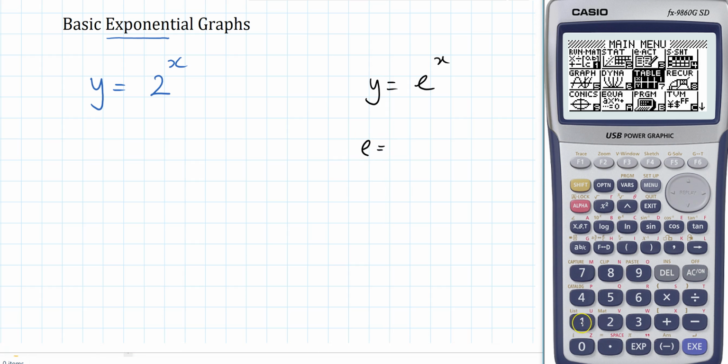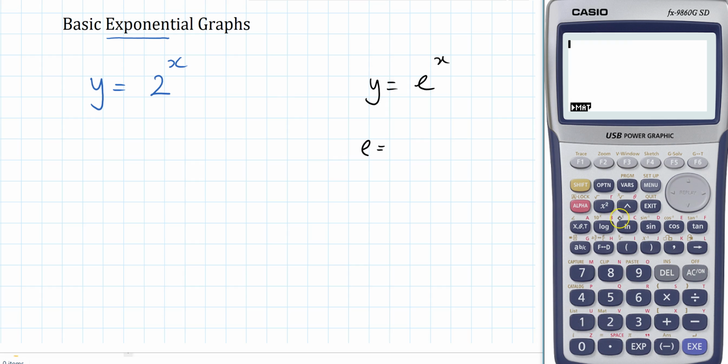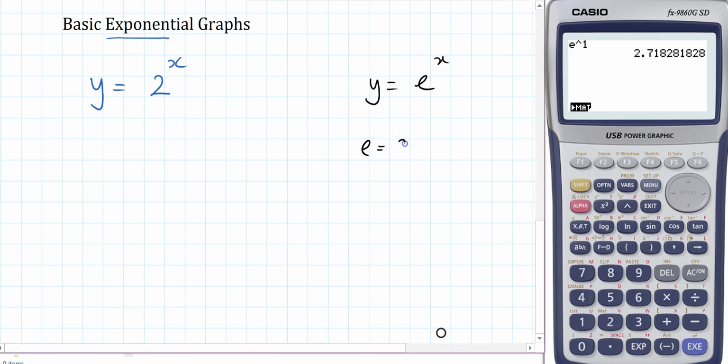If we take a look at this button over here, in the yellow script, you can see e to the x. So I'm going to go shift e. I'm going to raise the power 1. And there is the value of e. It's this number, 2.718, and so on. It's one of these special numbers, an irrational number like pi. And we use it a lot because it occurs a lot in growth patterns. The importance of the exponential graphs is that they are linked very closely to growth patterns, and that's why we like to study them. Now, enough of that.